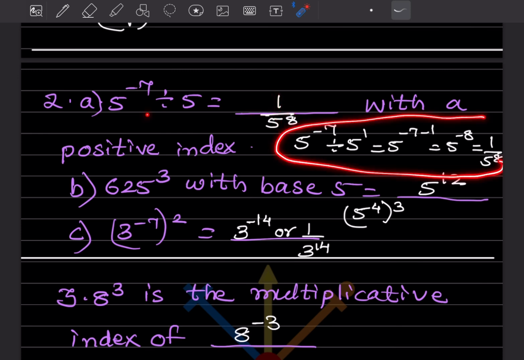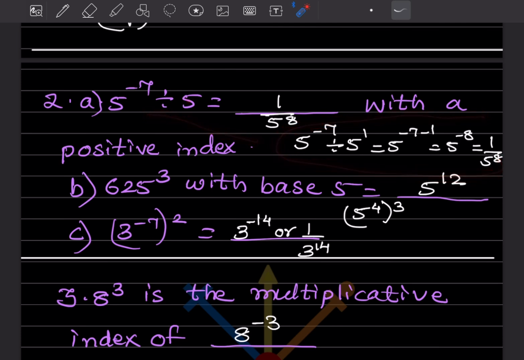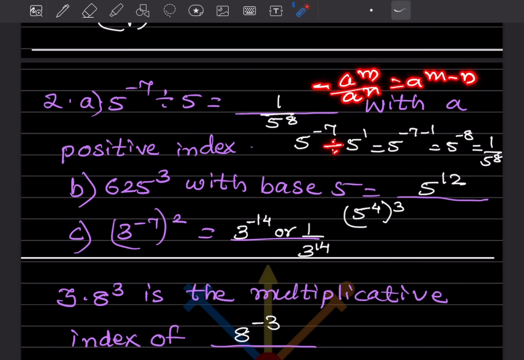So see here, the same thing. This 5 means the index is going to be 1. So what can we write here? Minus 7. This is division. We have seen a raised to m divided by a raised to n. This thing can also be written this way, a raised to m minus n. So this division and this division both are the same. So here in place of this we can write 1.